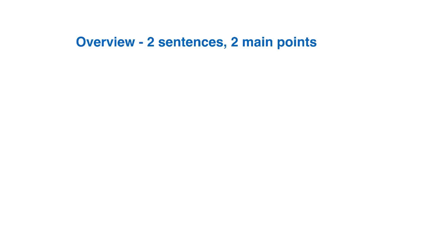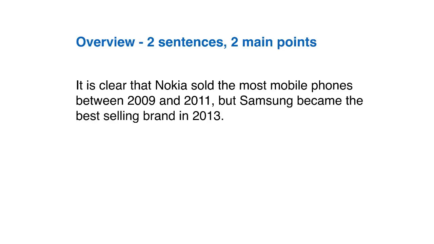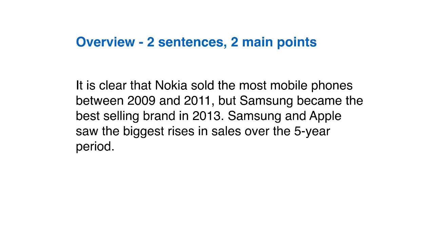First sentence. It is clear that Nokia sold the most mobile phones between 2009 and 2011, but Samsung became the best-selling brand in 2013. There I've just chosen the highest figures. Second sentence. Samsung and Apple saw the biggest rises in sales over the 5-year period. So I've put those 2 increases that we saw together in 1 sentence. And that's the overview finished.